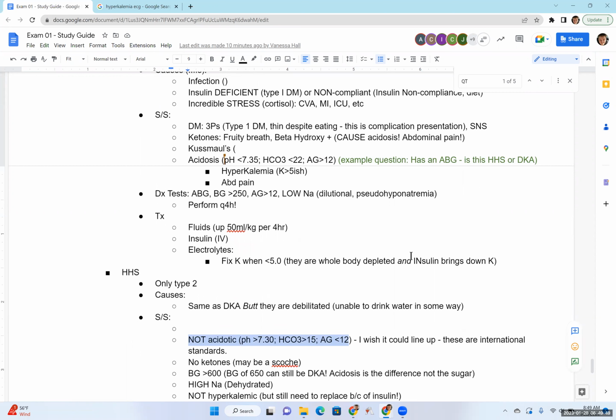But anion gap is definitely going to be 12-ish, because they're not going to be making keto acids. Okay. And then going back to DKA symptoms, right? Or back to that example, you have an ABG, right? Which one of these ABGs is DKA? Which one of these ABGs is HHS, right? So give me an ABG for DKA.